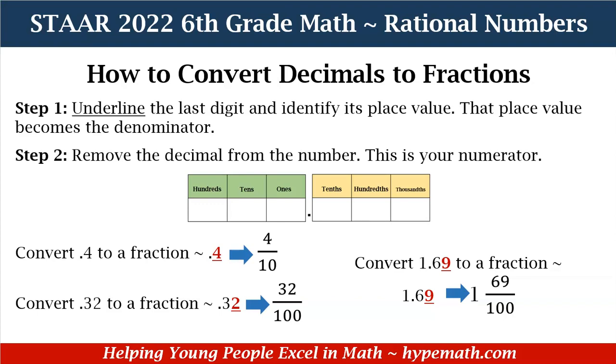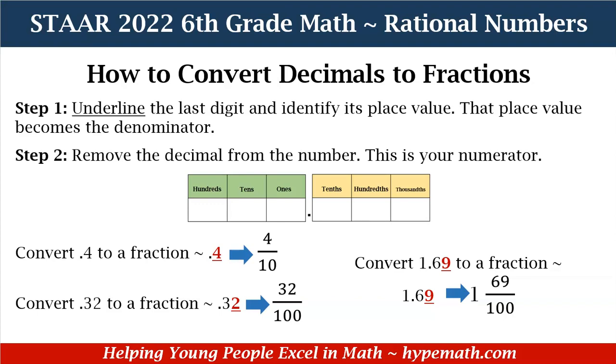Okay. We are going to convert 0.4 to a fraction. We said we're going to underline the last digit to identify its place. It's the 10th place, and so 10 will be our denominator. We remove our decimal point. All we have left is 4, and 4 is our numerator, so 4 over 10, or 4/10, is our fraction.